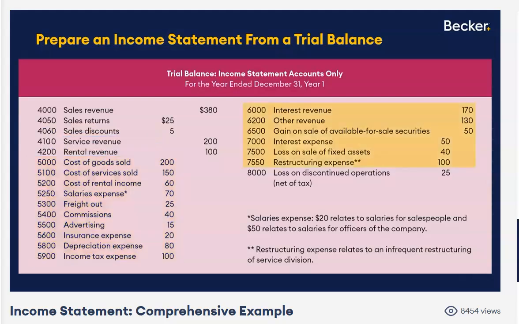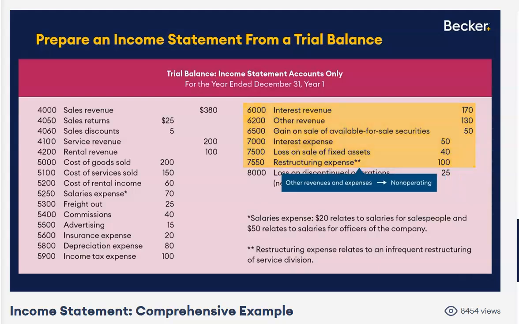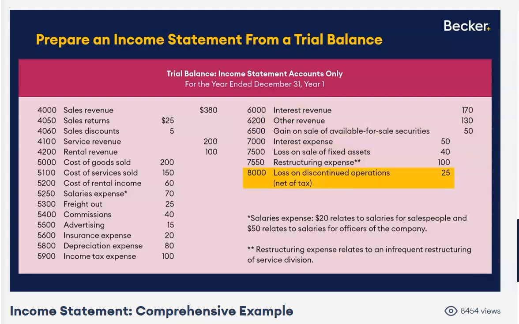Notice the 6,000 and 7,000 accounts. They use the word other. Anytime you see other revenues or gains, or you see other expenses or losses, you immediately think, bracket those two off, non-operating. Then you've got your 8,000 account. This is a loss on what? Box off discontinued. All right, so it's a loss and it's discontinued.